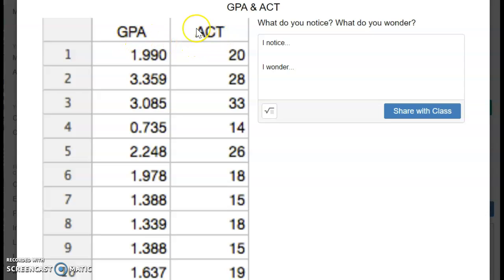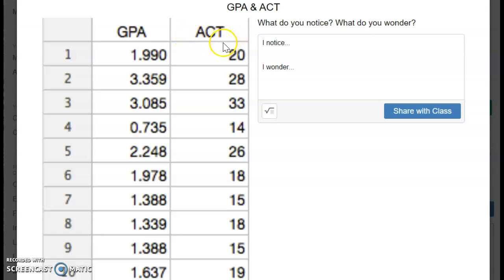Okay, what is ACT? ACT is like SAT in that it's an exam that you take to get into university, and universities look at that score to see, okay, is this a strong student?